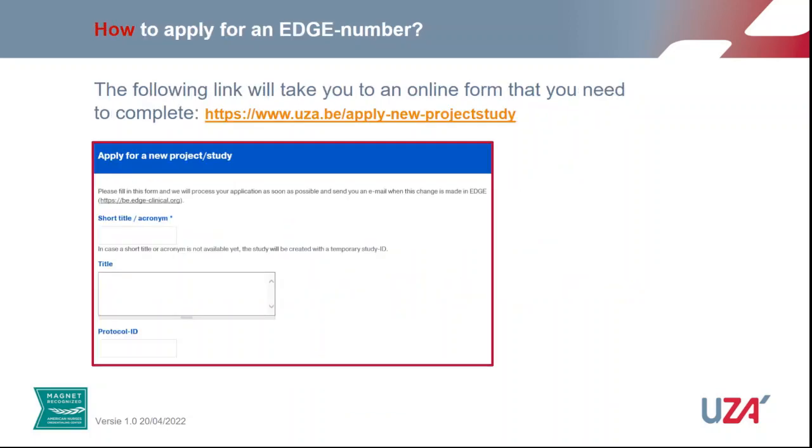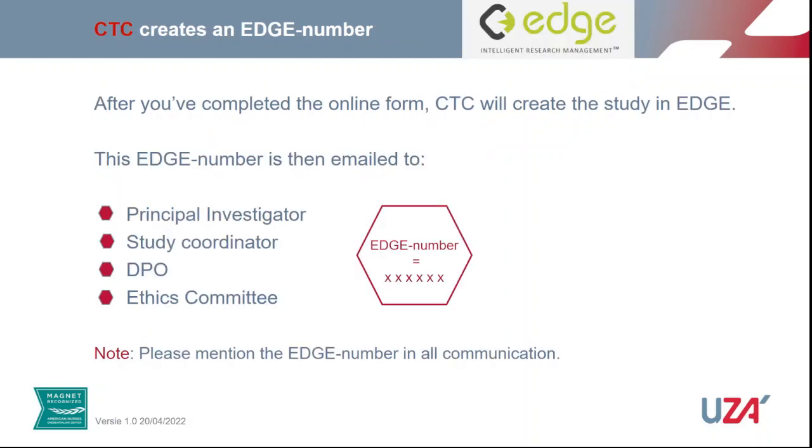If you need an EDGE number, you can apply for it by filling in an online form. For more information, you can always contact the CTC UZA. Once the online form is completed, the study will be created in EDGE by the CTC. Afterwards, the EDGE number will be emailed to the PI, study coordinator, DPO, and the ethics committee. May we kindly ask to always mention the EDGE number in all communication, please.